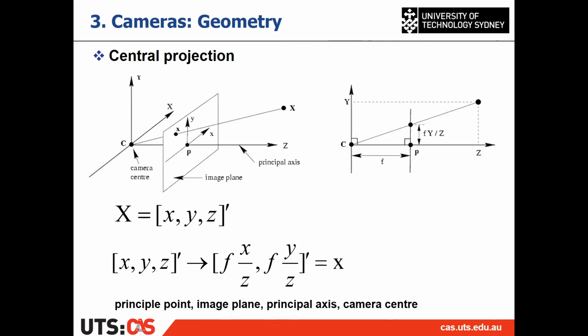If you have any questions about projection, do let me know because it's super important. Right, then let's come back to this figure. There is a point P, here and here as well. That point P is the intersection between the principal axis and the image plane. We call it the principal point, and we will use the principal point later.